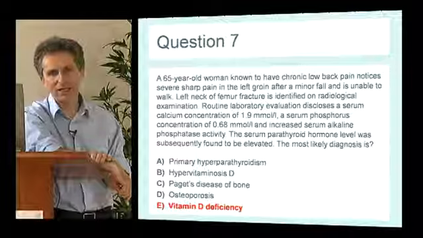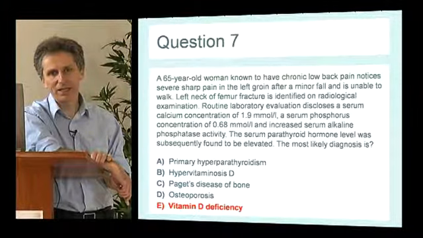And the correct answer here is vitamin D deficiency or insufficiency. Why is that the case? Well, we mentioned before that vitamin D affects calcium and phosphate together. Here we're seeing a low calcium and a low phosphate. And that would mean it would be unlikely to be due to a lack of parathyroid hormone.